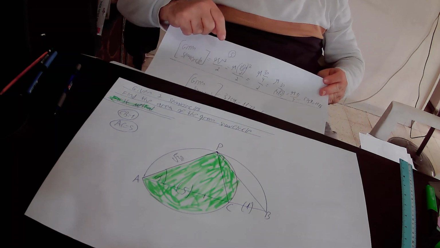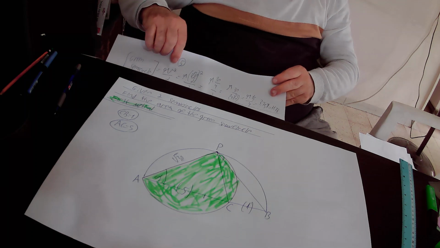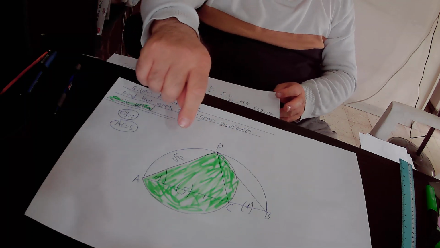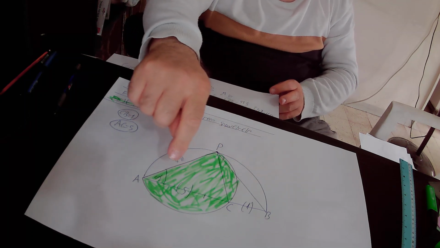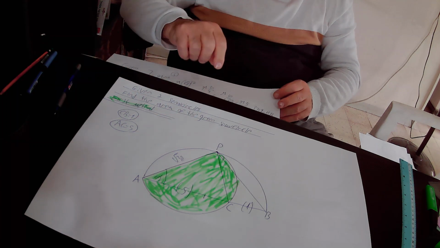We finished with the first method. In the next step, I will present to you how to find the area of this green semicircle according to the second method.